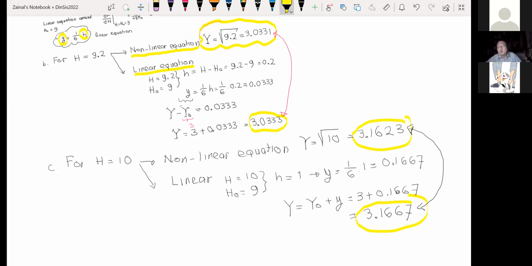However, if you move further away from the linearization point, then the result becomes way different, more and more different. Okay. Any question? Any question?